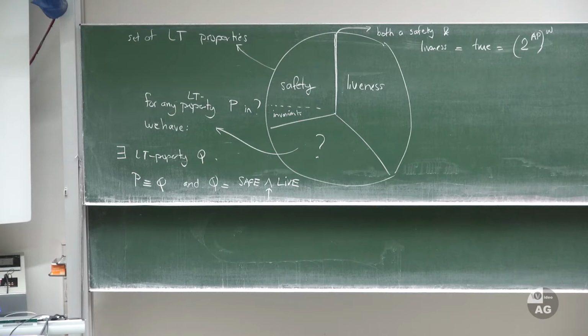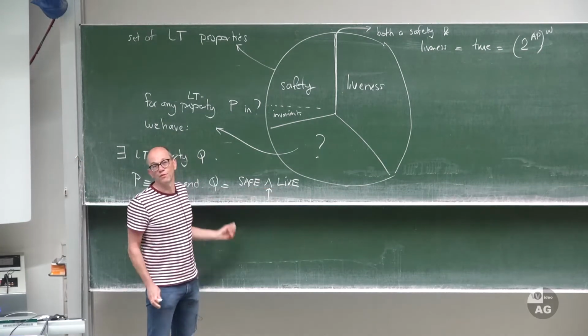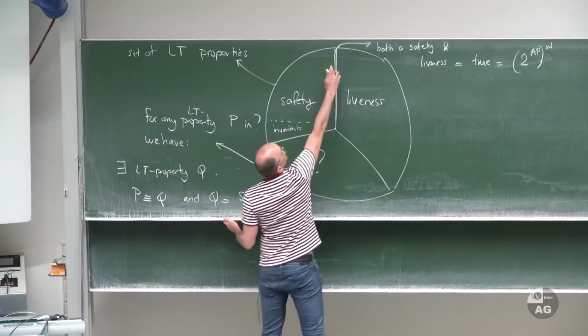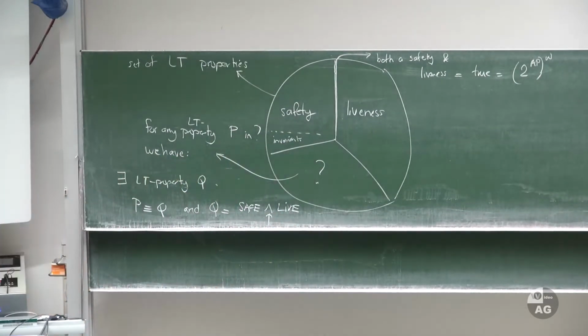By LT you mean the whole set? The whole set. You take the conjunction with something which is true, which is exactly the property in the middle. Empty is maybe not the right wording. Yes. Good. Okay.